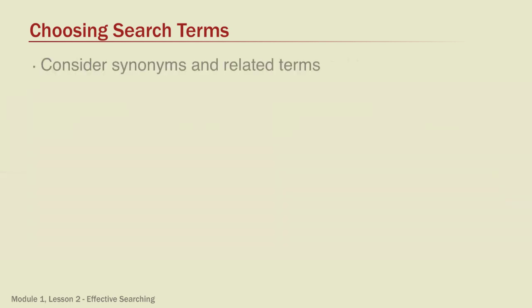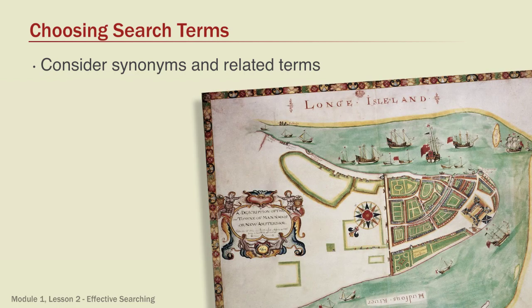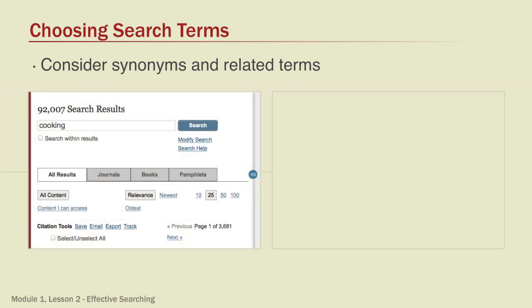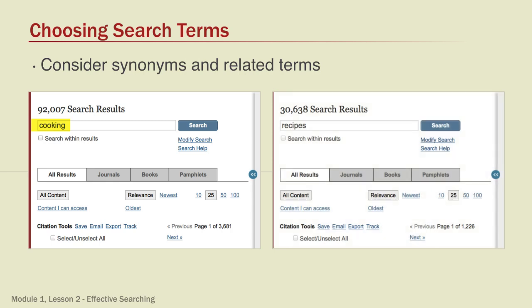Next, think of synonyms and related terms that might be used instead of the main terms you're searching. For example, in a search about 17th century New York City, you might also want to use the search term New Amsterdam, which was the city's official name at that time. In a search about cooking, you might want to use the related term recipes. It's not exactly a synonym, but it will yield results that are closely related to your topic.